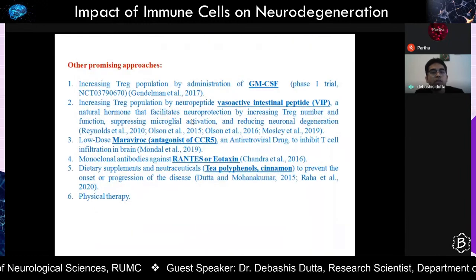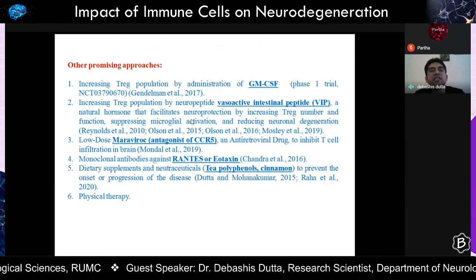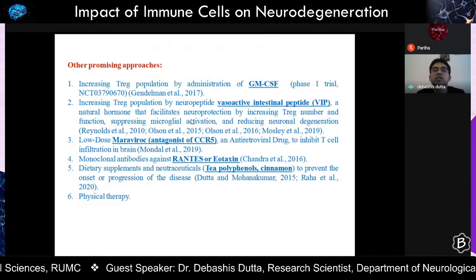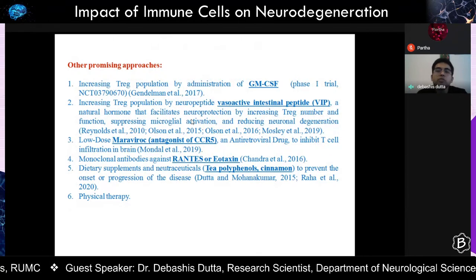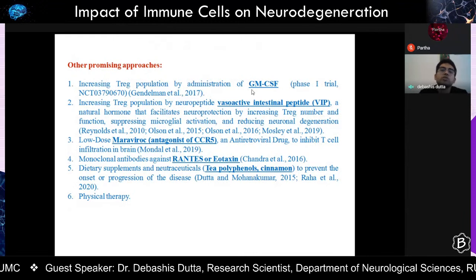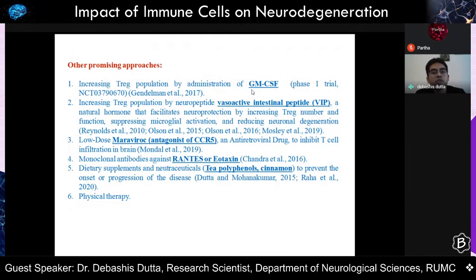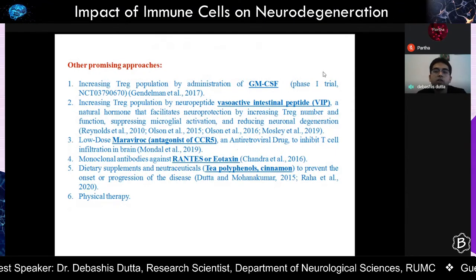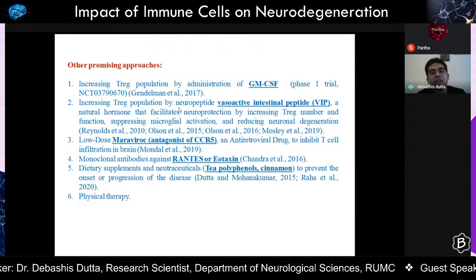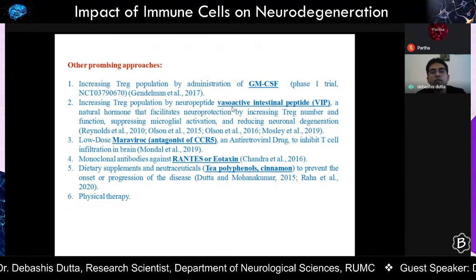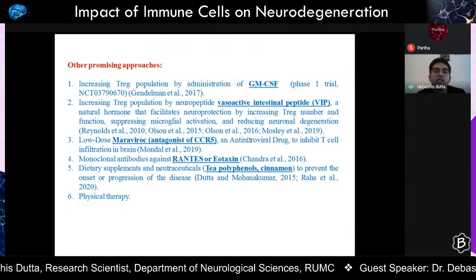There are some other promising approaches, like people are trying to increase the T-reg population, because T-regulatory cells can suppress the effect of the TH17 cells in the body. GM-CSF, the granulocyte monocyte colony stimulating factor, is one of those materials which can increase the T-reg population in the body. And a phase one trial is going on for the supplementation of GM-CSF as an anti-PD therapy. We also have the vasoactive intestinal peptide, which facilitates neuroprotection by increasing the T-reg population.